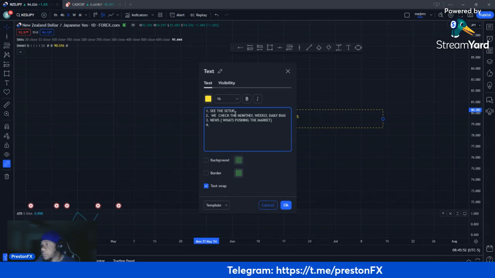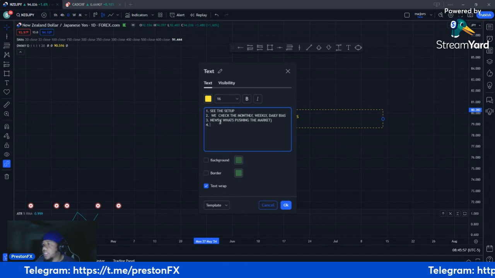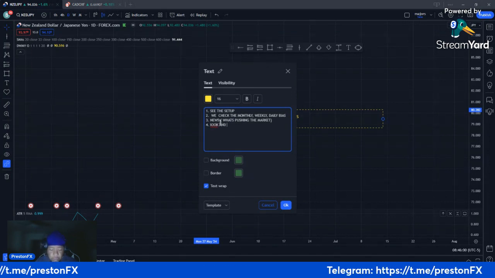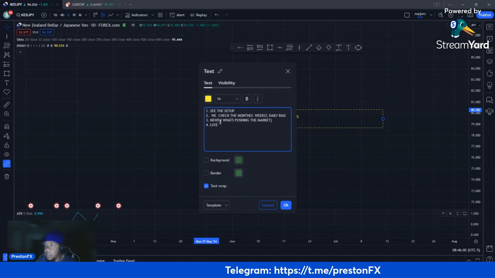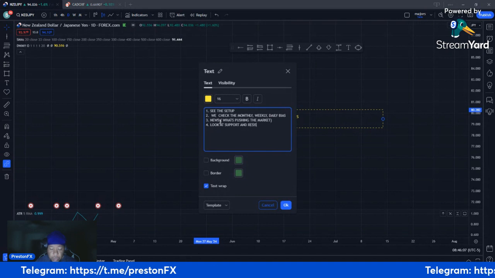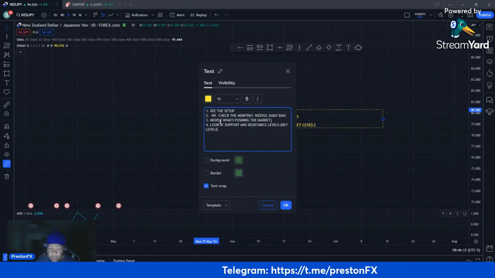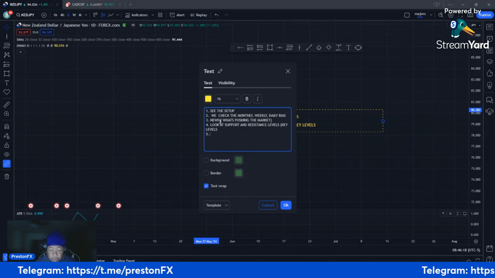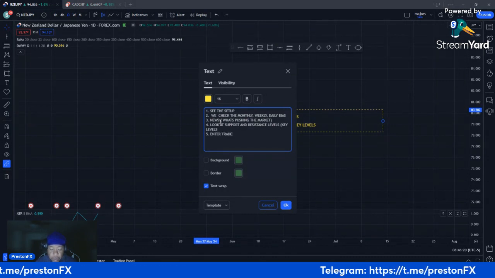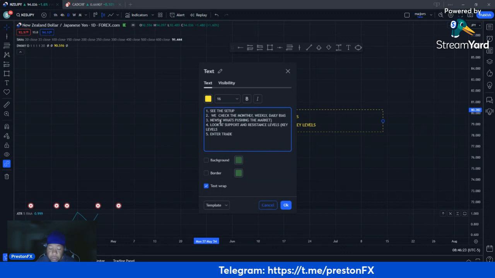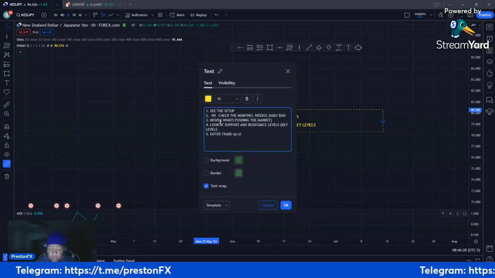And then honestly, I see the setup. Then we look at support and resistance levels, key levels. And from there, enter the trade. All right, TP and SL.